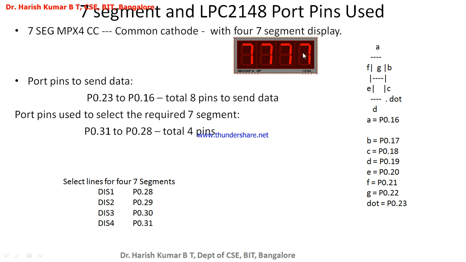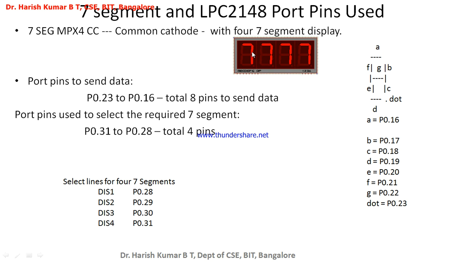So this is the 7 segment display which we use, and this is a common cathode 7 segment display. Now say for example I want to display only here. What do I have to do? I have to give logic 0 to this, and logic 1 to all the remaining 3. Then only this is active.